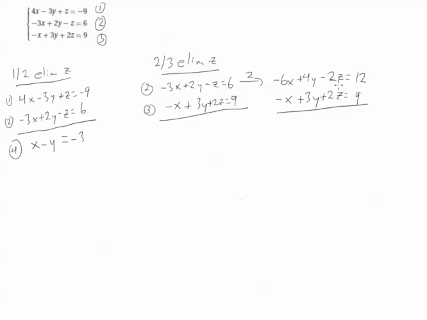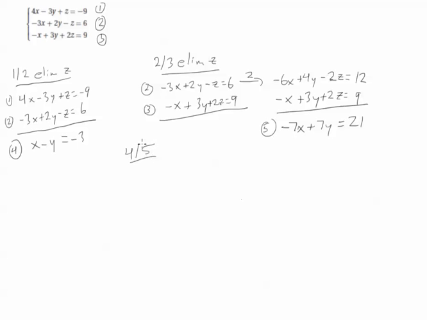Now my z's are set to cancel out. I've got the same coefficient with opposite signs. So negative 6x, and negative x makes negative 7x. Plus 4y plus 3y makes plus 7y. My z's cancel, and 9 and 12 is 21. We'll call this one equation number 5.